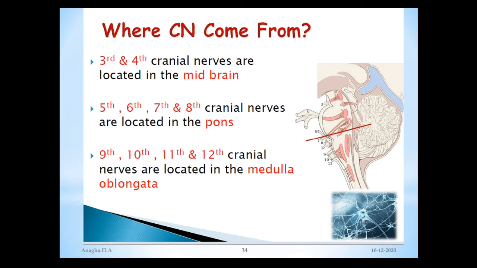To be specific, the 3rd and 4th cranial nerves are located in the midbrain. I am repeating this because to localize the lesion, we should know where the nerve is coming from. The 3rd and 4th cranial nerves are located in the midbrain. The 5th, 6th, 7th and 8th cranial nerves are located in the pons. The 9th, 10th, 11th and 12th cranial nerves are located in the medulla oblongata.